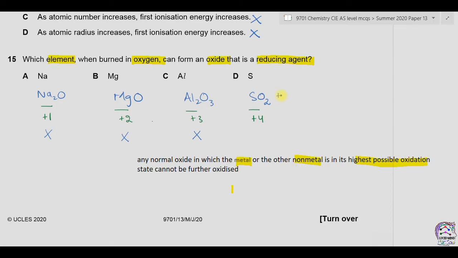Now sulfur dioxide has the ability to actually reduce nitrogen dioxide into NO and itself get oxidized to sulfur trioxide. In SO3, sulfur has +6 oxidation state. So the only possible option which can further oxidize itself or behave as a reducing agent is sulfur. So the answer is D.